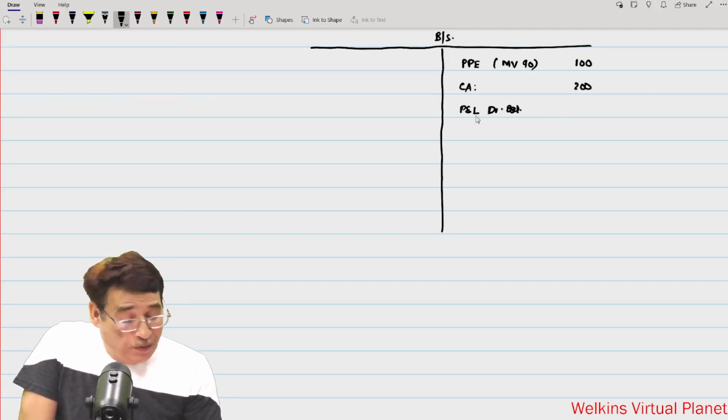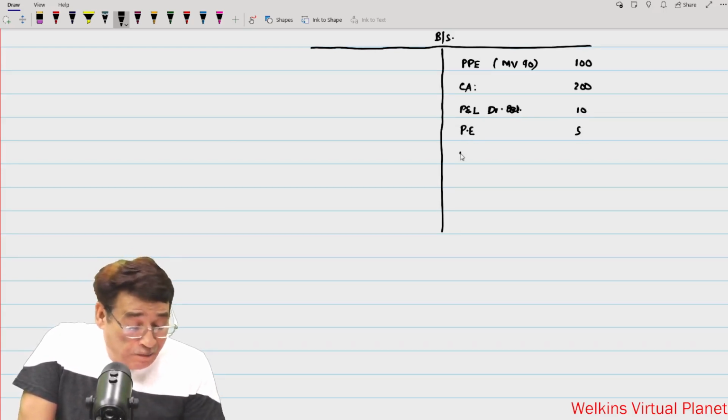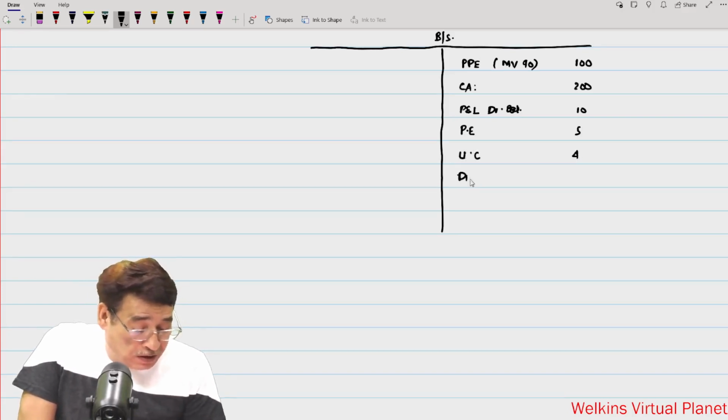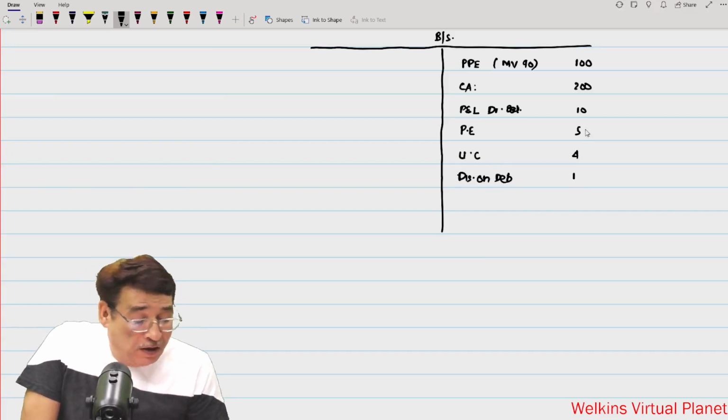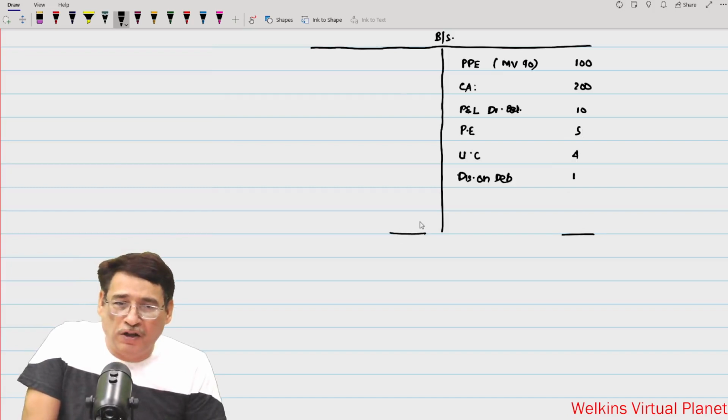There is a profit and loss account debit balance, let us say, to the extent of 10 lakh. Similarly, there are some items, let us say, preliminary expenses to the extent of 5 lakh. There are some underwriting commission expenses to the extent of, let us say, 4 lakh. And similarly, there are some expenses in the form of discount on debentures to the extent of 1 lakh. We need not total up the balance sheet. This is just to make the point a little bit more clear.